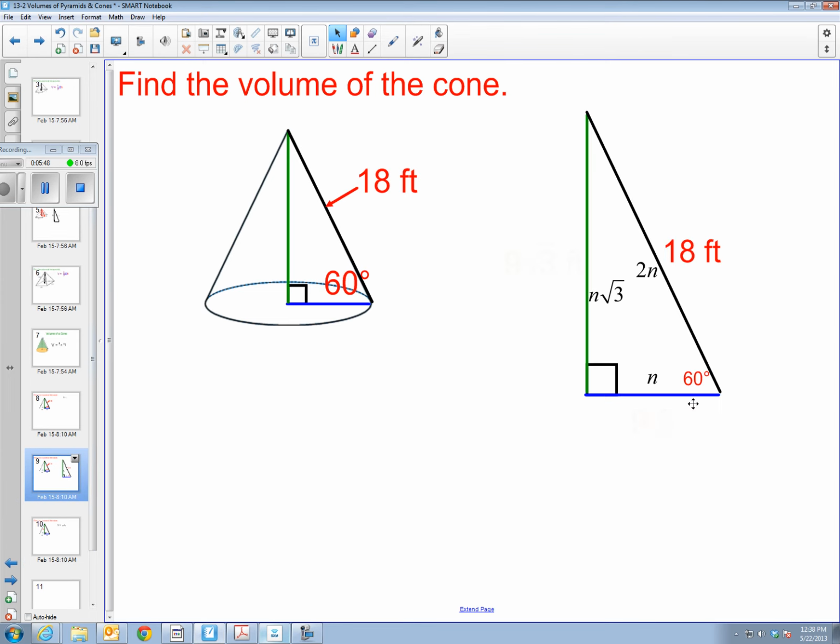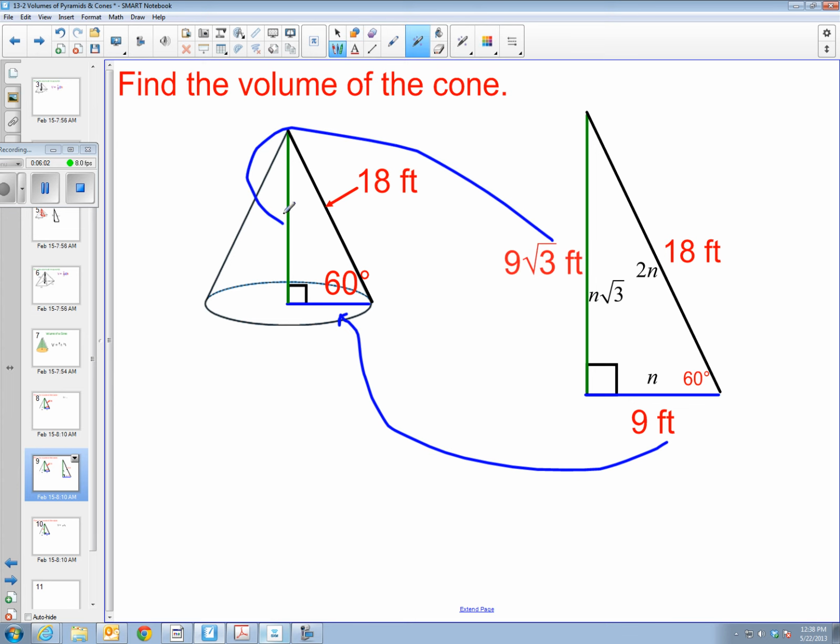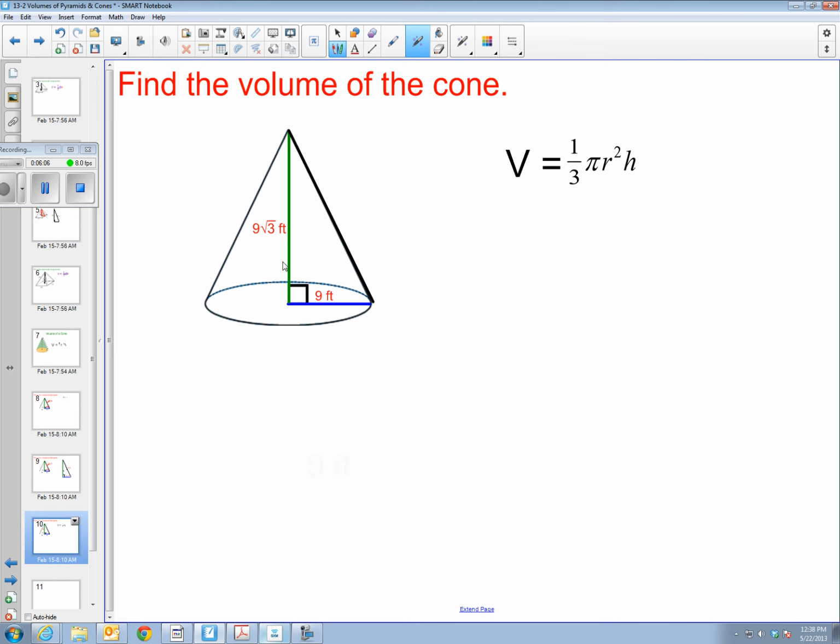I'll go back here just for a second. The radius, n, goes right here. And the height, 9 root 3, is going to go right here. You'll notice that on the next page. So we have 9 root 3 for a height and 9 for a radius. Simply plug this into your formula. Our height is 9 root 3, and our radius is 9.